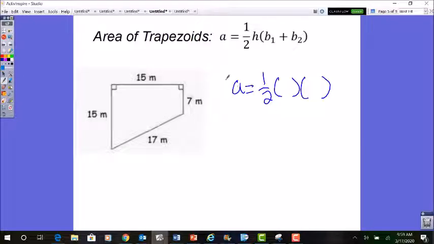Alright, so for this one we have 1/2 times the height. So the height has to be the thing that connects to the bases at a right angle, and the only two sides that are parallel to each other here are 7 and 15. So that would make 15 the height, because it meets those at a right angle. And base 1 plus base 2, 22. So area would equal 165 meters squared.